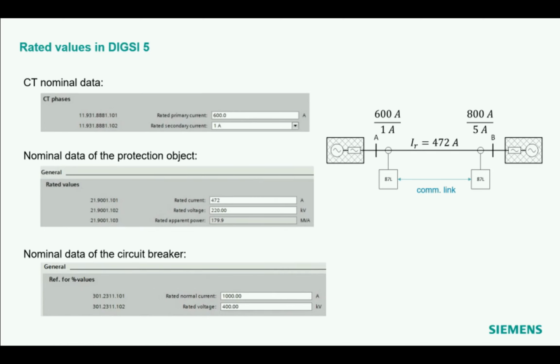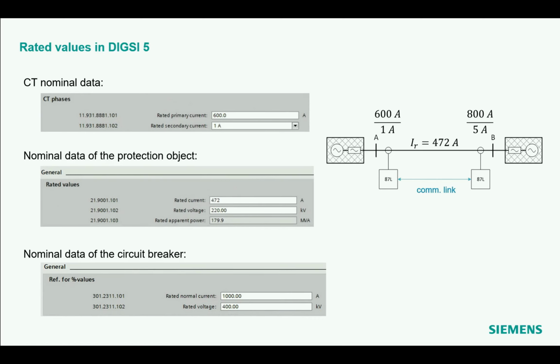You see that also in this small example on the right side of the slide. Here we have on the one side a 600 amp to 1 amp CT, and on the other side, an 800 amp to 5 amp CT. That means even the secondary current need not be the same. So there's no problem. And it even need not be the same CT type. This can also be different.